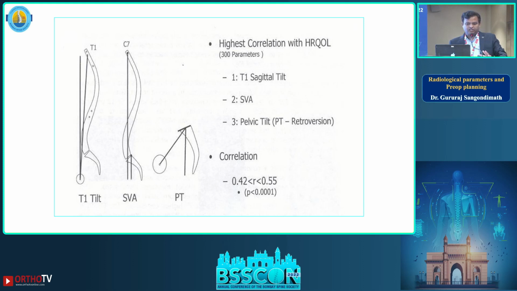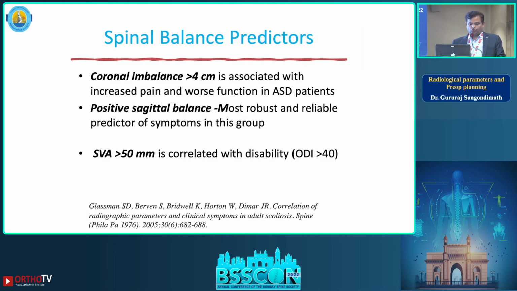So basically, what are the things which correlate with your outcomes? First thing is T1 sagittal tilt. Now it's not only the pelvic tilt, because it's a global spinal alignment, your cervical sagittal alignment parameters also matter. That is T1 sagittal tilt, SVA and pelvic tilt. So these actually correlate highest with the outcomes. Coronal imbalance, as I was telling, has to be less than 4 to 5 centimeters.